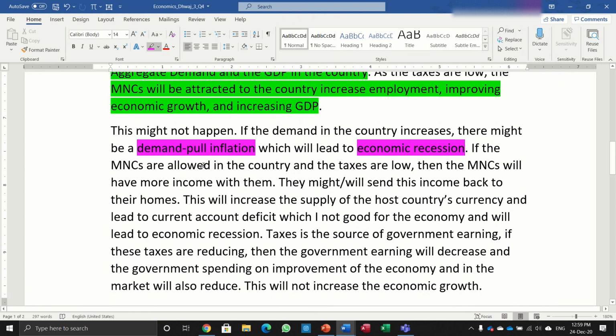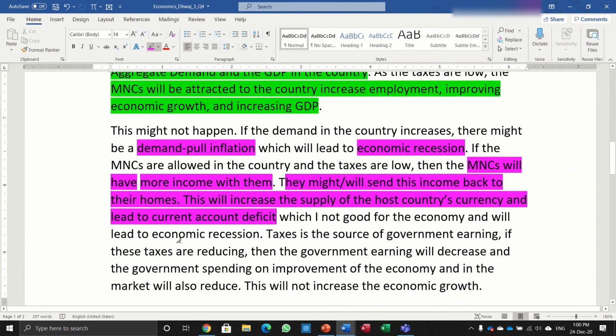If the MNCs are allowed in the country and the taxes are low, then MNCs will have more income with them. MNCs will earn more income. They will send income back to their homes. This will lead to an increased supply of the host country's currency and lead to a current account deficit. This is one of the points, and it will lead to an economic recession. I've given 2 points so far.